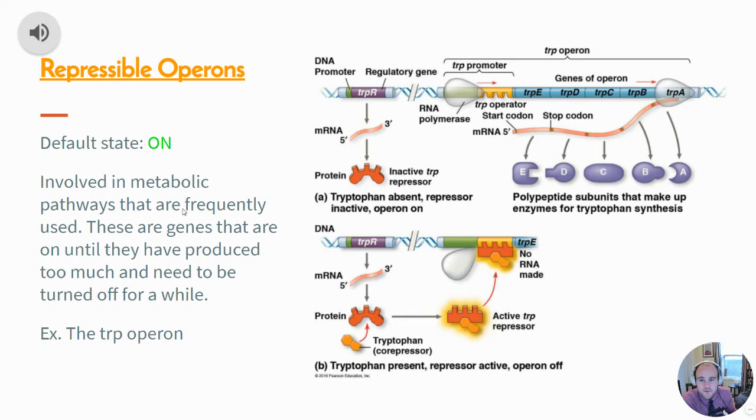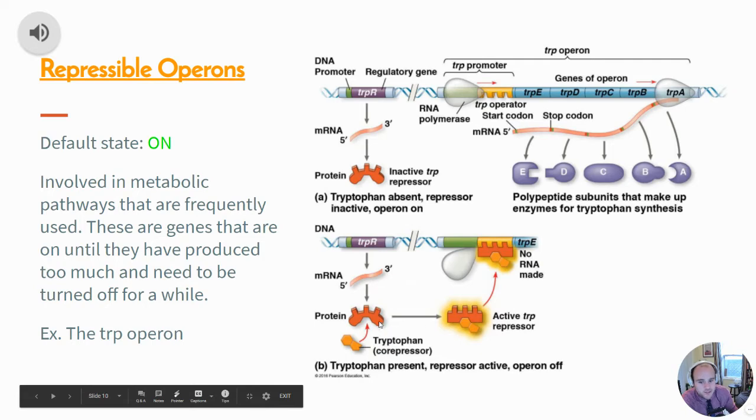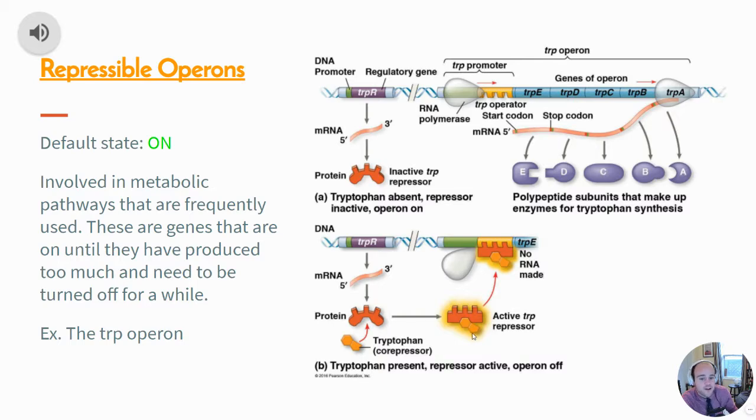And so these repressible operons are going to be frequently used in pathways that we use a lot. So if we're using this function a lot, we want this to be on all the time, and then we're going to repress it to turn it off if there's too much of something. So if we have too much tryptophan, tryptophan will bind to our repressor protein, which is naturally in the off position. That causes a conformational change that makes it so the repressor can bind to that promoter region and block RNA polymerase.